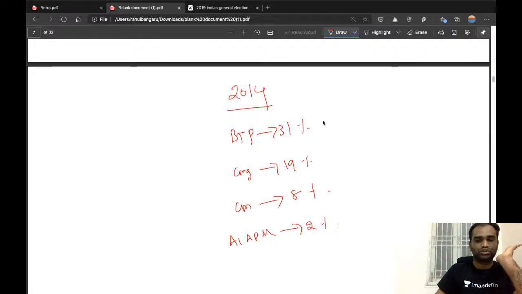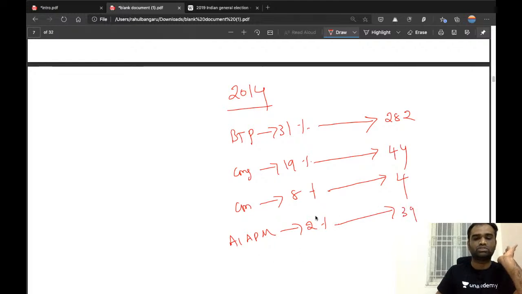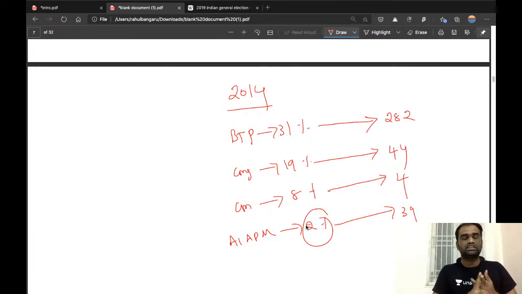Now, in first past the post system, this is the actual scenario. BJP got 282 seats. Congress got how many seats? Only 44 seats. Communist Party of India got only 4 seats. AIADMK got around 39 seats, because most of their 2% votes came from a single state, Tamil Nadu.